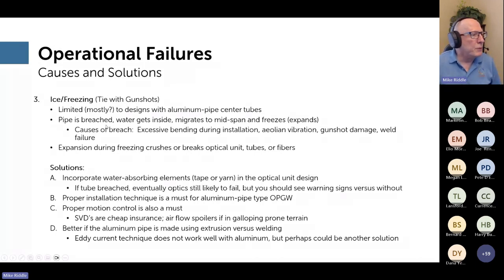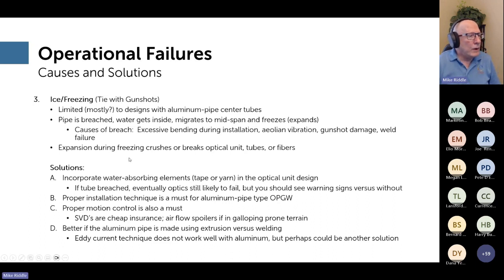Your pipe or tube is breached, water's getting inside, and it migrates to a point, or perhaps not. It doesn't even necessarily have to do that. It could be at the point of entry. Freezing weather comes, the water freezes, and in the process it expands and crushes the optical unit or the cable itself. So how does water get inside in the first place? Well, excessive bending during installation, Aeolian vibration is a possibility, gunshot damage, or weld failure.